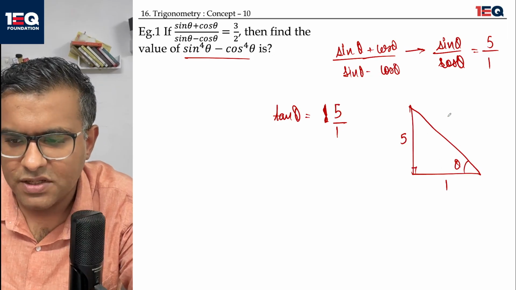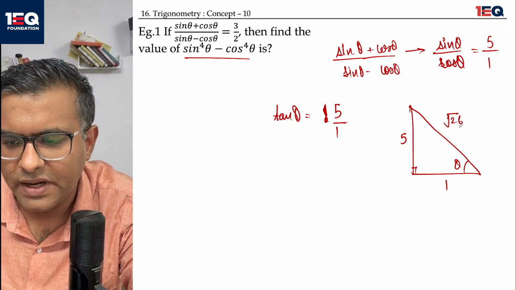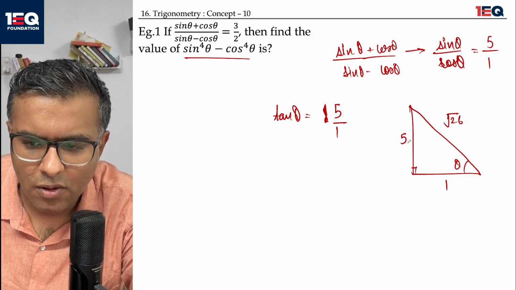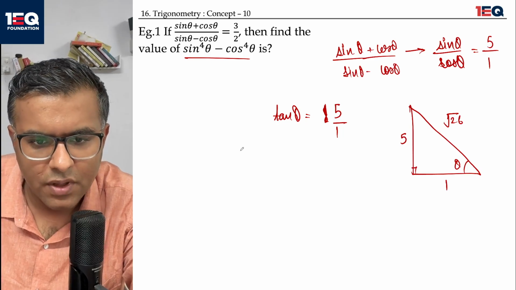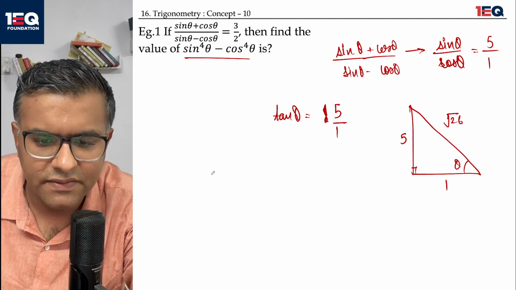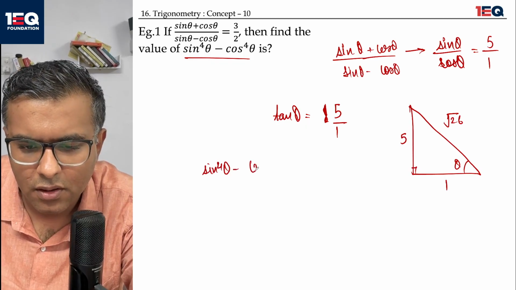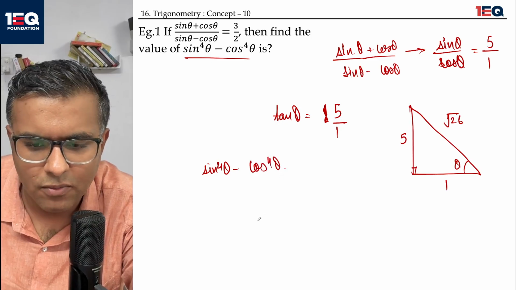So 5 square is 25. This would become root 26. So opposite upon hypotenuse. Sine 4 theta minus cos 4 theta is the value I'm looking for.